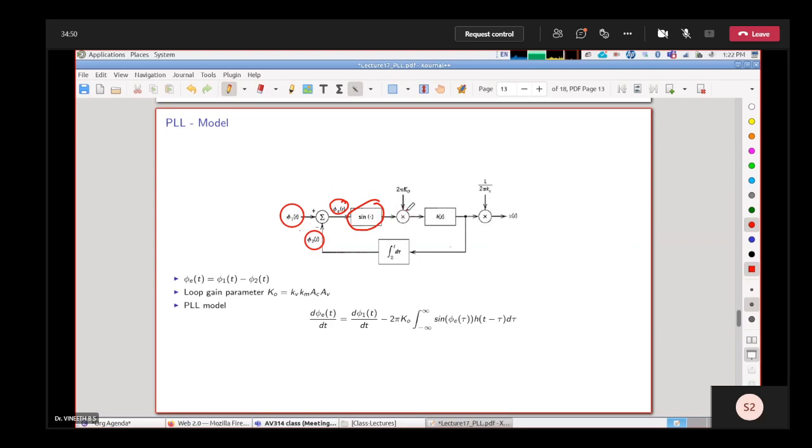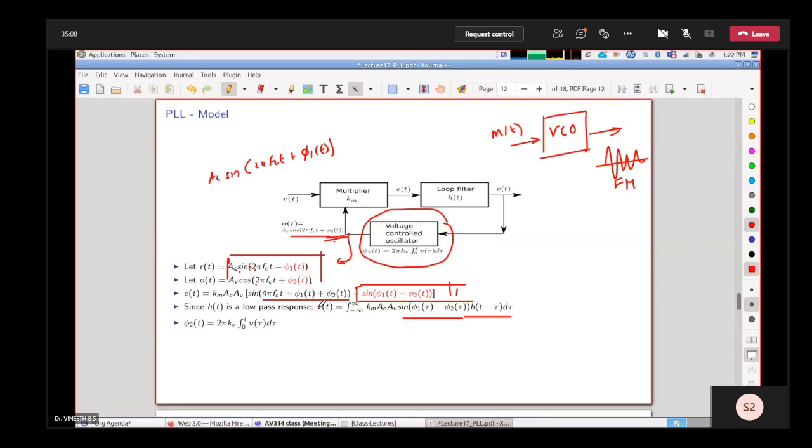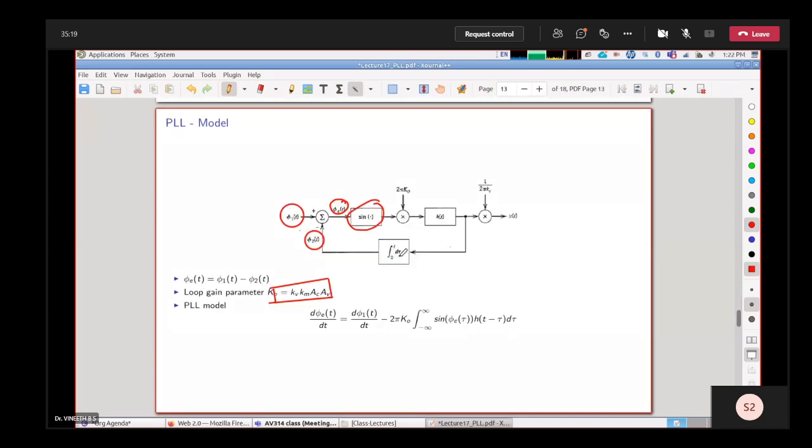Then we have some gain term like 2 pi k0, which is used to handle all the sensitivities and gains that we have in the system. If you look at this, we have Ac into Av into this Km, then you'll get an additional Kf later on. So all those things are put into this K0 and we multiply that with this.